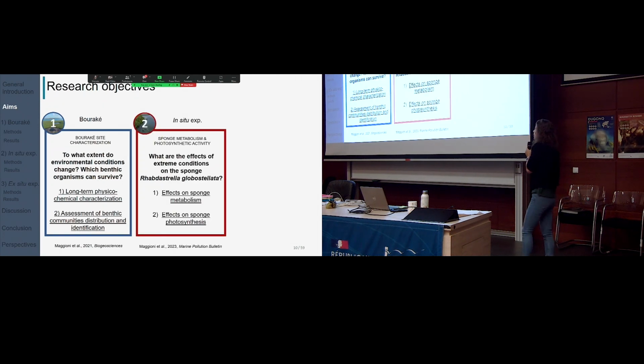The second aim of my PhD was then to understand the effect of extreme environmental conditions on the sponge Rhabdastrella, with particular attention on sponge metabolism and photosynthetic activity.